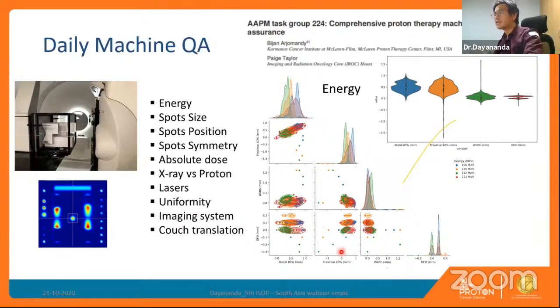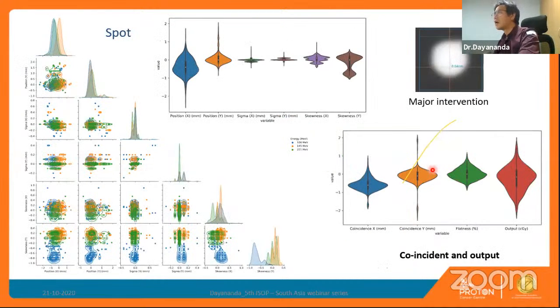Now these are the results over a period of time for one of the machines, which I will not discuss now in the interest of time. We are going to complete almost 2 years now, so these are the results from one of the machines for the last 15-16 months.